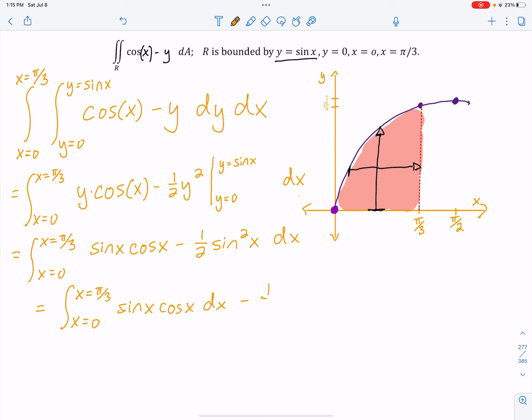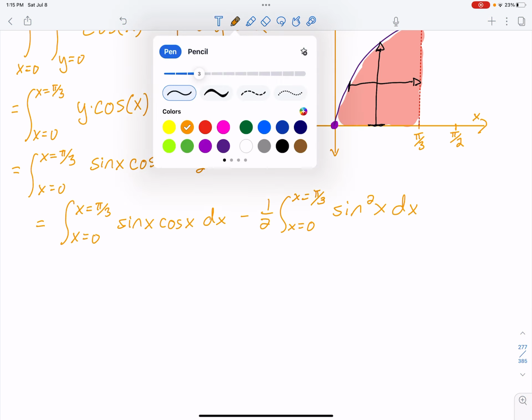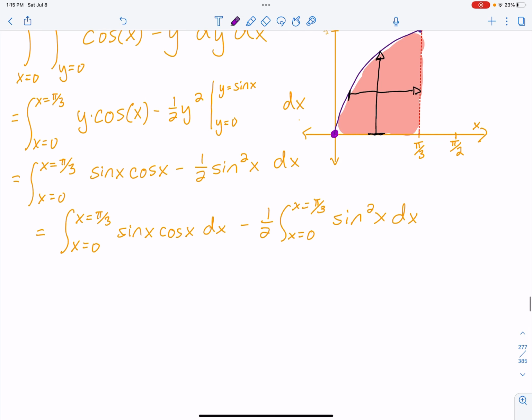And then I got minus. I'm going to go ahead and pull that half out of here. I keep the same bounds. We can split them across minus signs. It's perfectly fine. I'm going to have to do two different types of substitutions. That's why I did it in two.